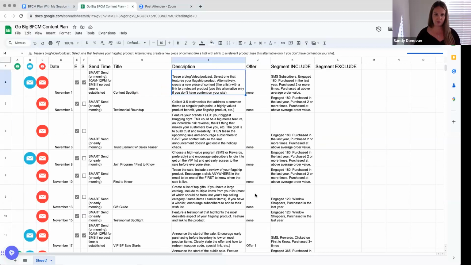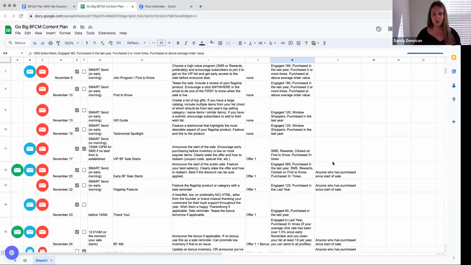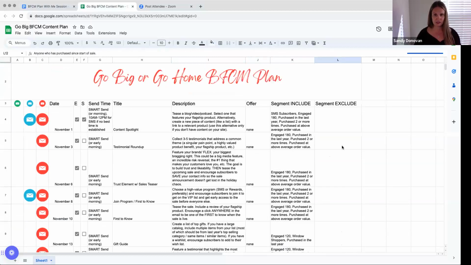So offer 1 or offer 2, your bonus, who you need to send the email to, who not to send the email to, so who to exclude, the title of the email. This just helps you match it up to the content calendar so you can get a visual for it. Whether it's an email or SMS, the time to send it, the date, everything.